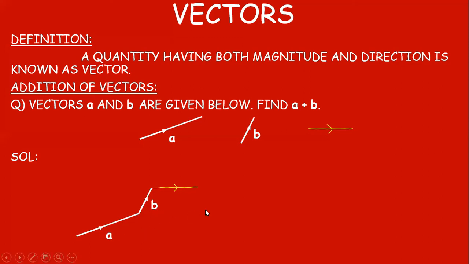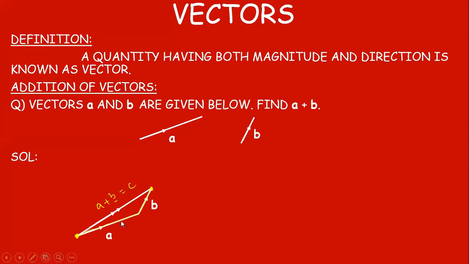Now, a person travels from A to B. A person travels along the vector A in this direction and then travels along B. This one is the initial point and this one is the final point. Joining the initial point with the final point, this one is the addition of these two vectors. This one is A plus B. You may call it C.